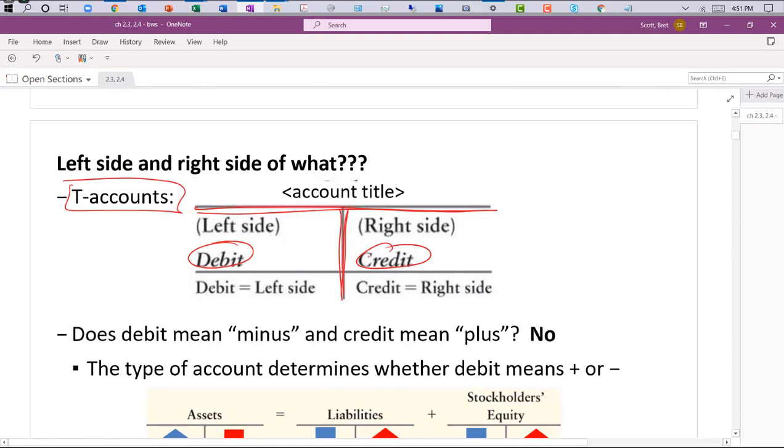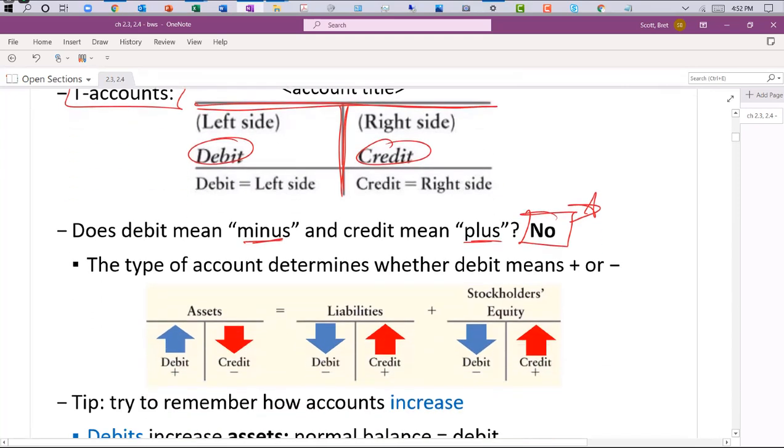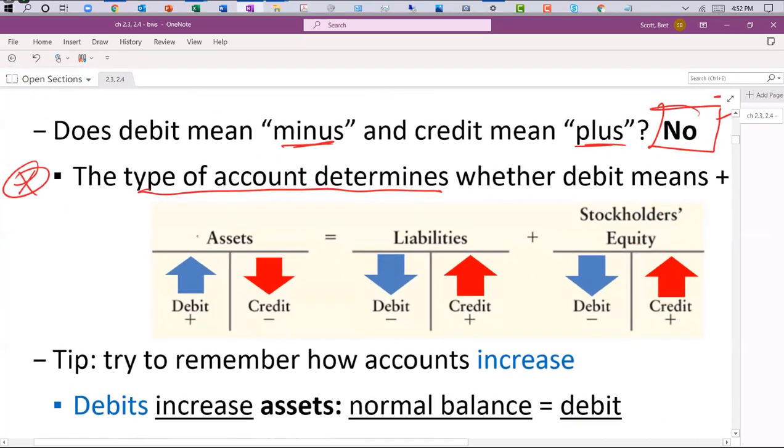Does that mean we use the left side to record the decreases and the right side to record the increases? No, we do not. Debits don't mean plus or minus. Credits don't mean plus or minus. Whether or not a debit means increase or decrease depends on the type of account. If we're talking about asset accounts, we show increases on the left-hand side. Therefore, debits increase asset accounts.